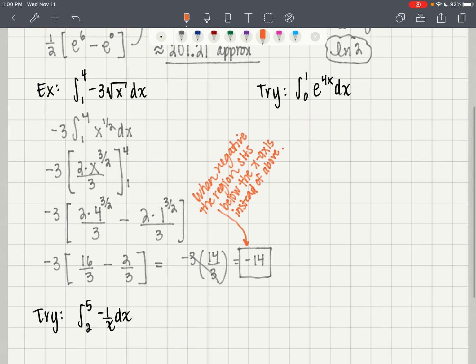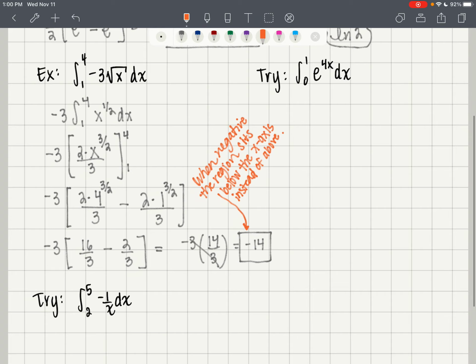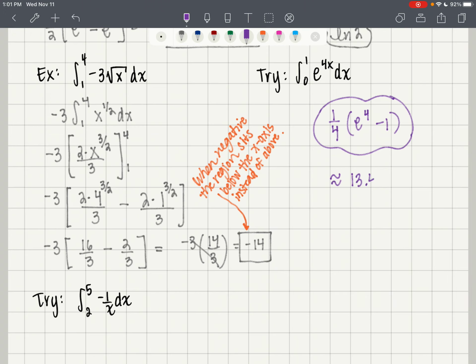Okay, here's a few for you to try. I'm going to come back with just answers so that you can check to make sure that you've got these two right. And the answer to the first is 1/4 times the quantity e to the 4th minus 1. If you did put that in your calculator, you get approximately 13.40.